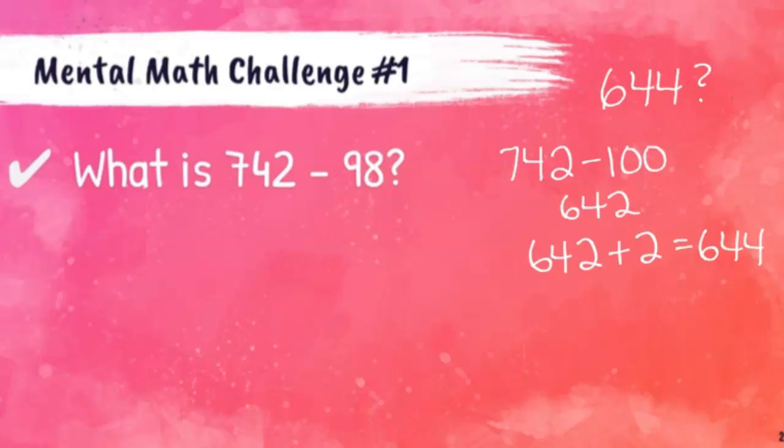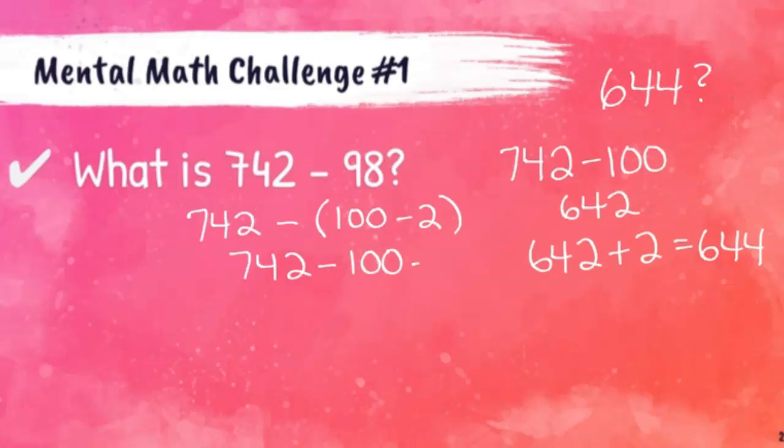I'm going to show how this might connect to what we're learning today. So we did something like this. We had 742 and we subtracted 100 minus 2. And when we did that, notice we took 742 minus 100, but instead of subtracting another 2, we added 2. I want you to think about what's happening with this minus sign.